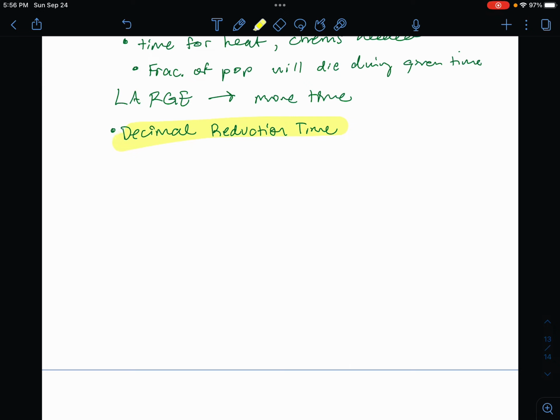And this is how we talk about the effectiveness for commercial reasons. So the time required to kill 90% of a population under specific conditions. This is referred to as a one-log reduction.